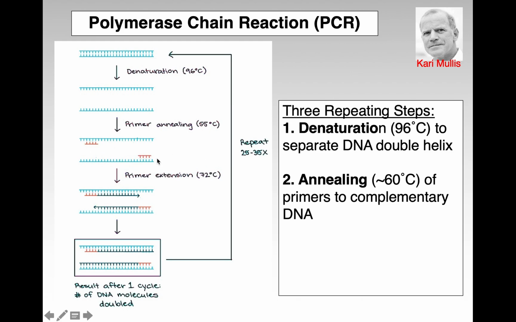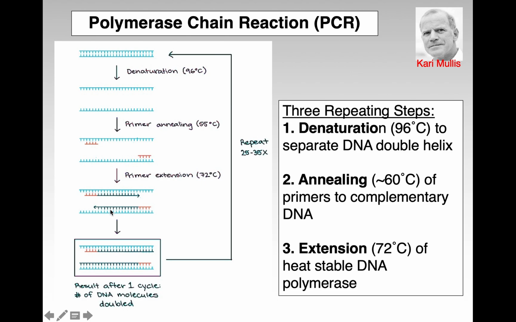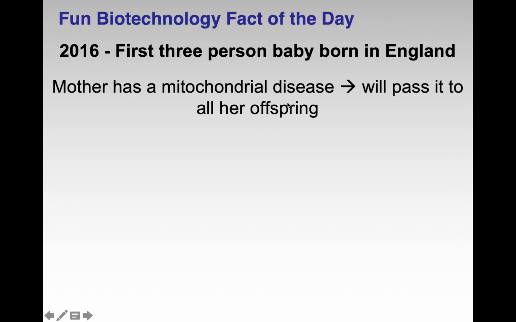Those are sequence specific. We then have extension, where DNA polymerase will add onto the 3' OH of these primers to make many, many, many copies, or to make one copy. Then we do this 30 times, and we make 1 billion copies.